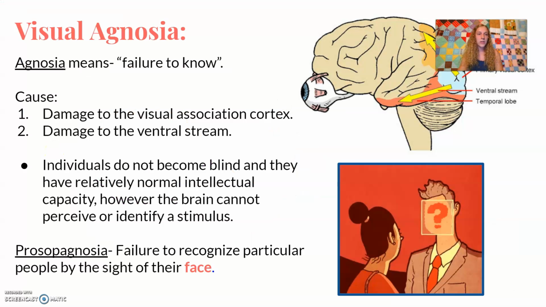Next, we'll learn a little bit about visual agnosia. Agnosia means failure to know, and the causes for this can be damage to the visual association cortex, which is located here within the primary visual cortex, or damage to the ventral stream, as you can see here in our diagram. Individuals do not become blind, and they have relatively normal intellectual capacity. However, the brain cannot perceive or identify the stimulus that is coming from the eyes.